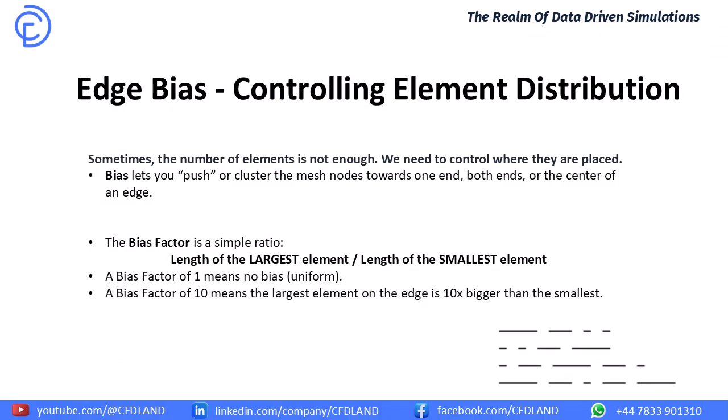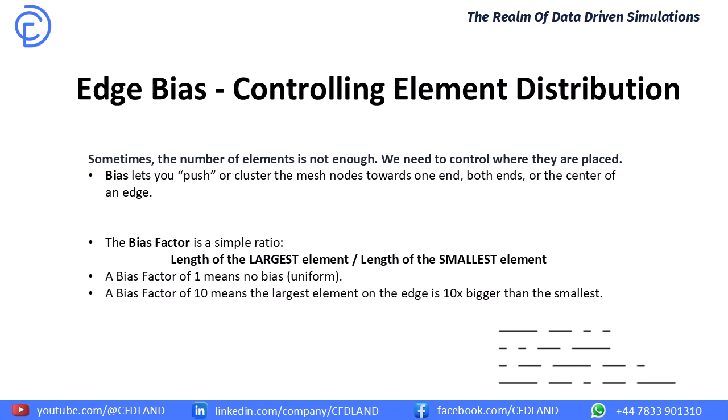So finally, let's talk about the distribution of elements. Sometimes just setting the number of elements on the edge isn't enough. We need to control where they are placed. This is where we use bias. As you can see, bias lets us cluster nodes at one end, both ends, or the center. This is critical for things like boundary layers and some parts where we may need a denser grid, like our microchannel, where we need a denser grid near the entrance and the outlet, not in the center of the microchannel. So this is critical, and we need to apply it on many models.